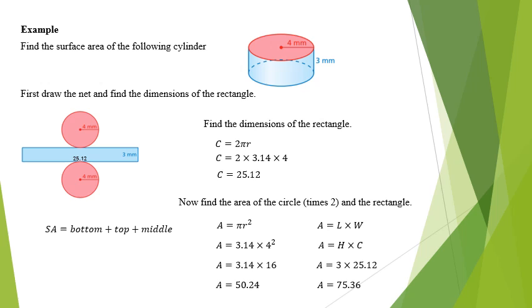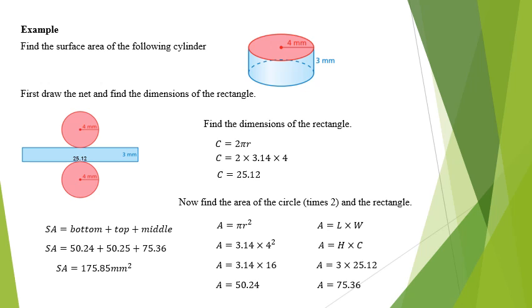So to find the surface area, we do the bottom, which was 50.24, plus the top, which is also 50.24, plus that rectangle in the middle, which was 75.36. So our total surface area would be 175.85 millimeters squared.